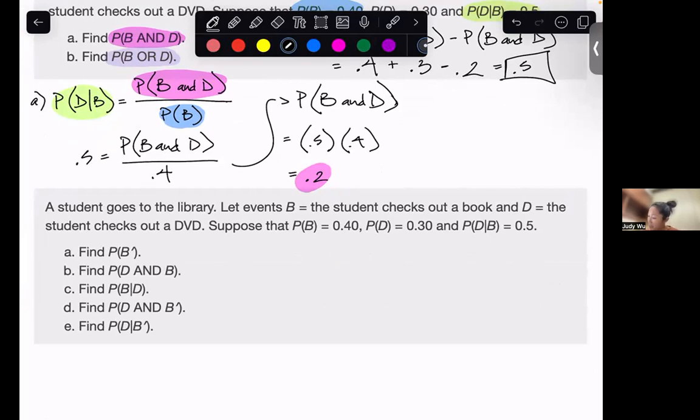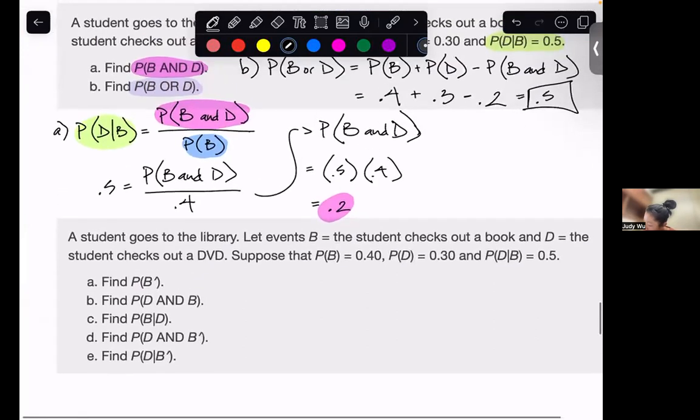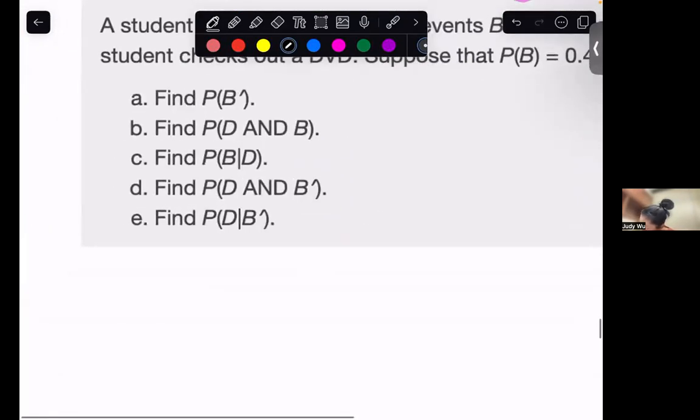So if we're talking about the same library question, a student goes to the library, let B be the number of students that check out a book and D be the students that check out a DVD, and we're given the same information. And so you'll notice here that we've got, for part A, P of B prime. And just as a reminder, the prime means the probability of B not happening.